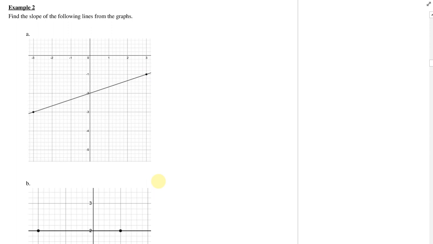Why don't we do this one? Same idea, why don't you pause the video, hit play when you're ready to check.